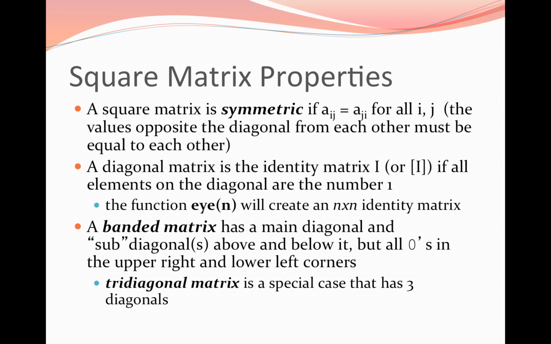Another kind of matrix we can have is called a banded matrix. That has a main diagonal, but also subdiagonals directly above and below it. So basically you end up with 0s in the upper right-hand corner and the lower left-hand corner, but you can have bands above and below the diagonal. A particular kind of banded matrix is called a tridiagonal matrix. That's a special case that has 3 diagonals. So it has one main diagonal, and it has one subdiagonal above it and one subdiagonal below it.